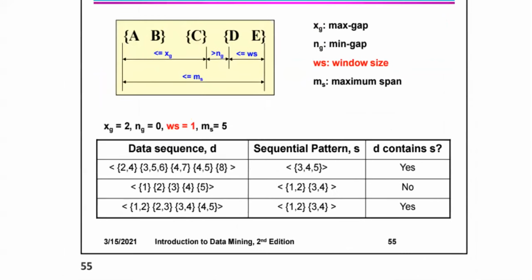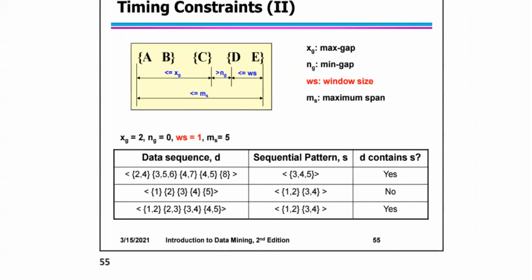These are the simple but very important timing constraints on sequential patterns: minimum gap, maximum gap, window size, and maximum span. Timing constraints are specified to restrict the time difference between two consecutive elements of a sequence. That is, timing constraints on minimum gap and maximum gap. The maximum time difference is what we generally call the maximum gap.